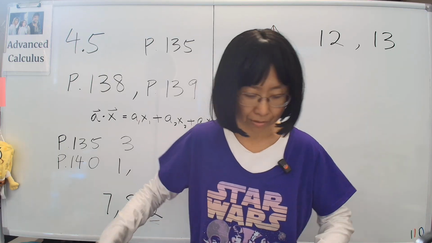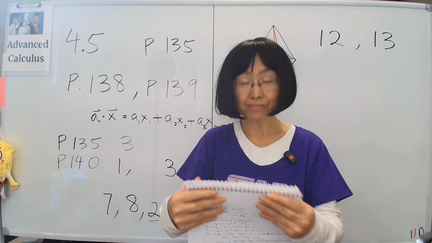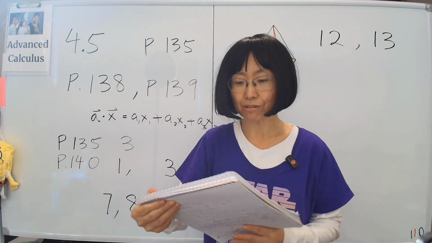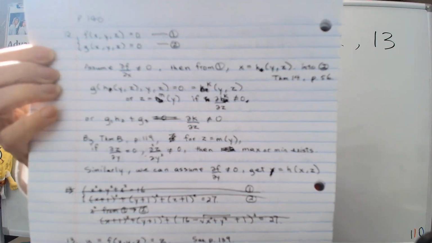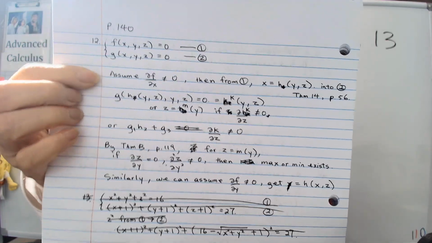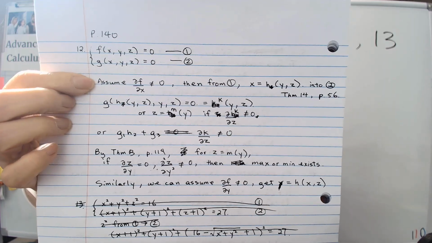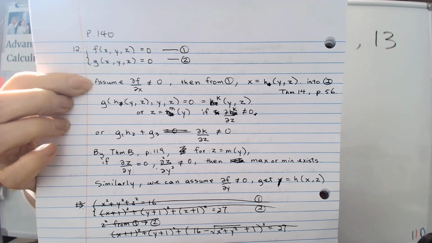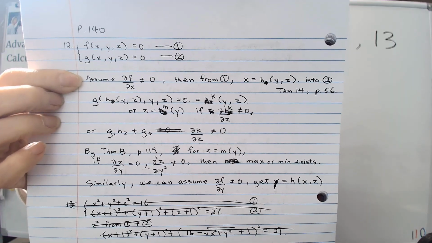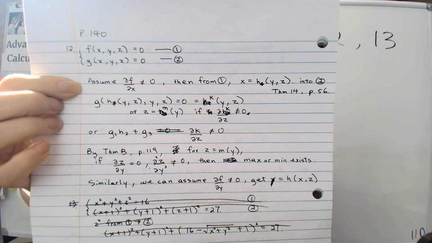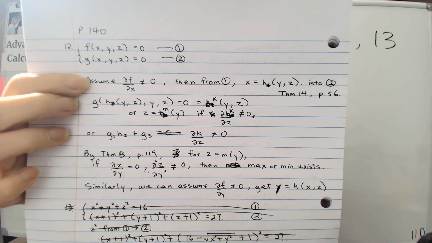So that is to find the necessary conditions. We haven't really done that in this section so much, so that's referring to theorems from previous sections. So first, let's assume partial f partial x is not 0. Then from 1, we are able to pull x out of there as an independent variable, in terms of y and z. This is by theorem 14, page 56. That was the implicit function theorem, to show you how you can pull one out.